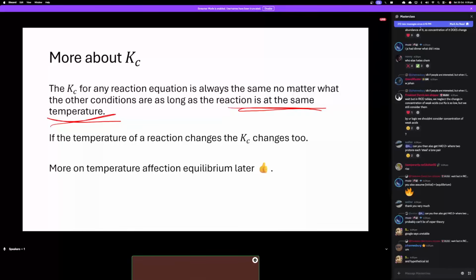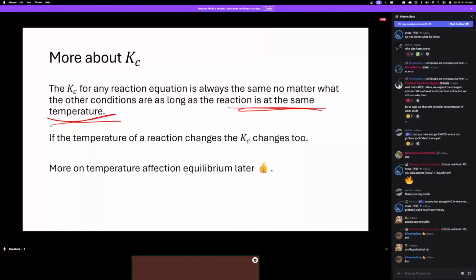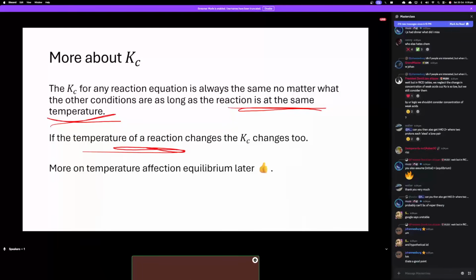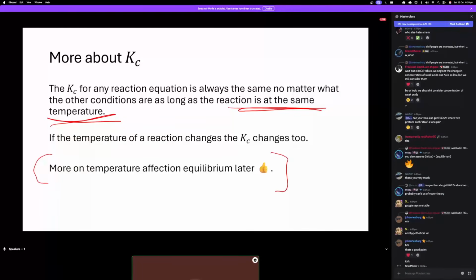For a reason why that's true, I actually couldn't give you. I wish I could give a why for everything in chemistry, but unfortunately, it doesn't end up like that. For now, just take it as is. The Kc at any one temperature is fixed, no matter what other conditions I change, whether I increase concentration, or increase pressure, or whatever else. But as soon as I change the temperature, the Kc for a reaction will change. So if the temperature of the reaction changes, the Kc changes too, and we're going to look at this a little bit later. Okay.